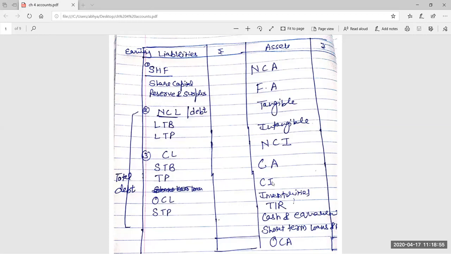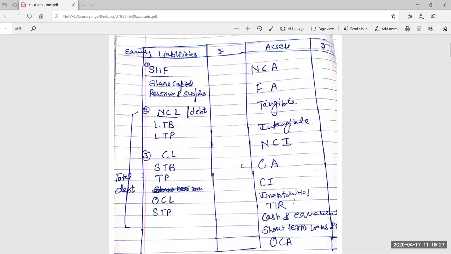Suppose the total of the assets is given, and non-current assets are given, then you can easily find out current assets. How? Suppose the total of the assets is 10 lakh, and non-current assets are given as 7 lakh. Then what you have to do? Simply 10 lakh of total assets minus 7 lakh non-current assets, so the balance 3 lakh will be the current asset. So by just using the accounting equation, you can find the answers to all your questions. Okay. So I think it is clear.